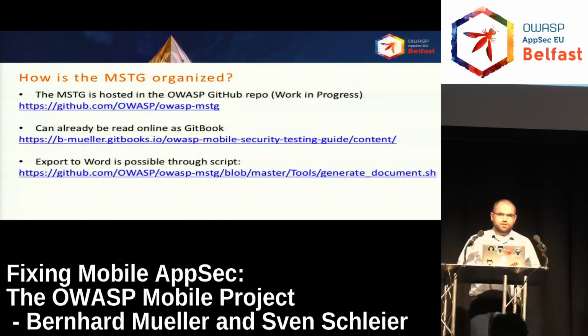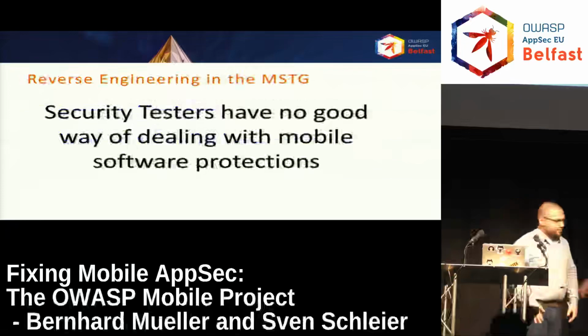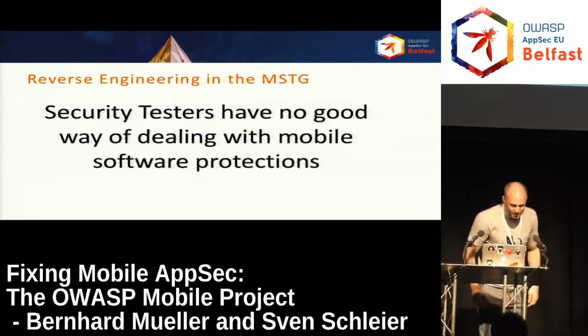So how is the MSTG organized? As I was already sharing with you, everything is in GitHub, meaning everything is in Markdown, and this is still a work in progress at the moment. As I was also already showing you, we also have a GitBook available, so you can already read everything online. And we also have some bash script where you can make a Word document out of the Markdown. Then we continue with reverse engineering. All right, so the problem.